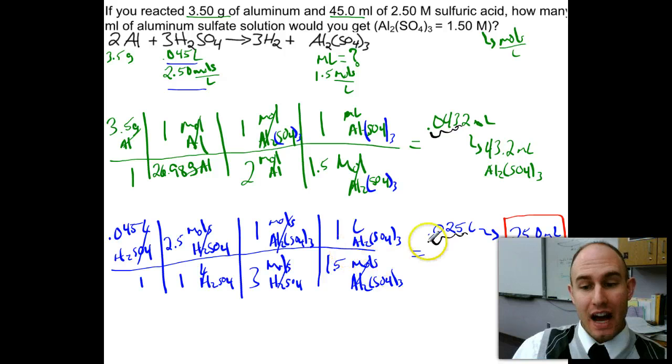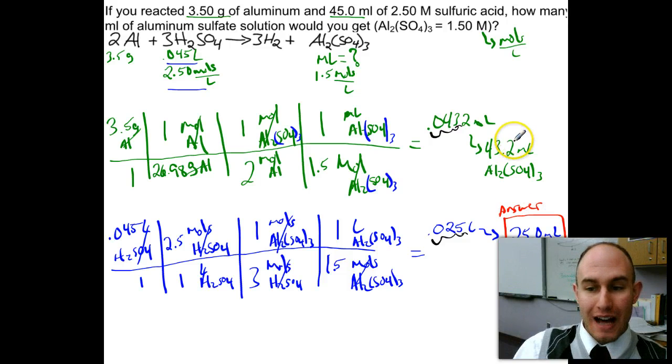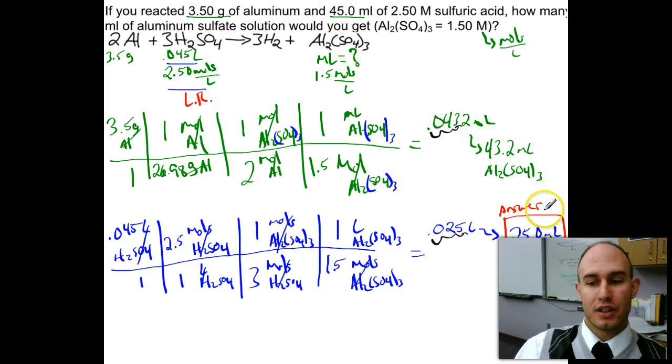Calculating this out, we end up with 0.025 liters times 1,000 gives me 25.0 milliliters. That is actually my final answer, because I really could not produce 43 milliliters. I would run out of sulfuric acid before I would get to the 43 milliliters. Using up all of my sulfuric acid, I get 25 milliliters of the aluminum sulfate. So the limiting reactant in this problem is sulfuric acid. So that's your LR, your limiting reactant. And the amount produced here is actually limited to the 25 milliliters. And that's solution stoichiometry.